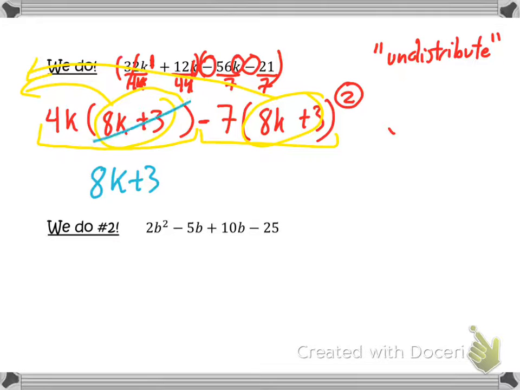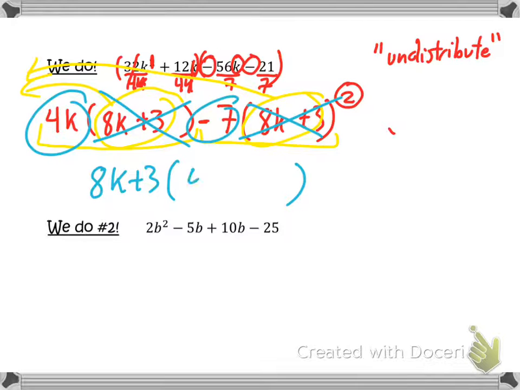That's going to cancel out this. It's going to cancel out this because I'm factoring it out, so it's technically out of it now. So what is left? I'm left with a 4k and a negative 7.